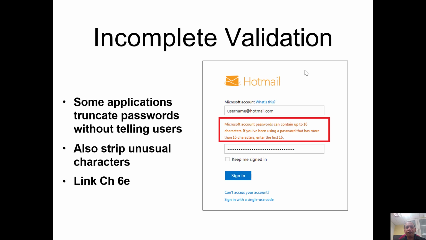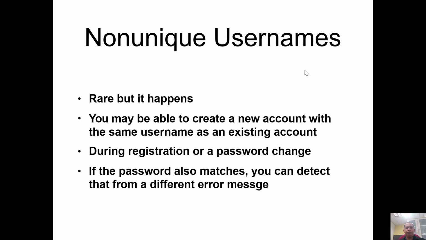Incomplete validation is also a problem. Some applications truncate passwords without telling users. They also strip unusual characters. This is an example of incomplete validation. They actually modify your information based on the requirement of the system.